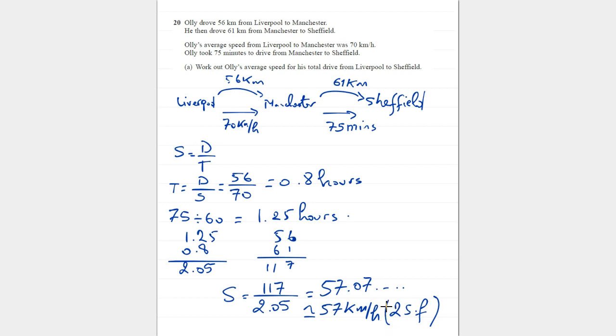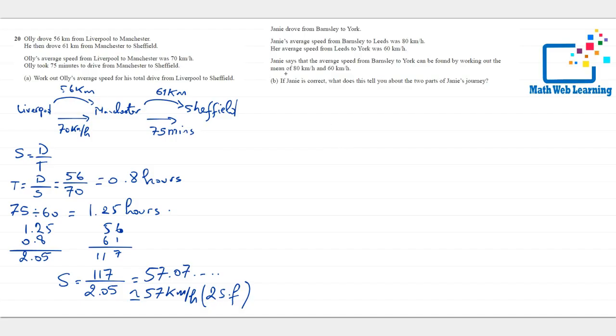All right. Next part is part B of this exercise. Part B is about an assumption. Janie says that to calculate the speed from Liverpool to Sheffield, all it needs to do is to do the mean of the two speeds, 80 and 60. Now, the assumption she made is that the time taken to travel from Liverpool to Manchester is the same time to travel from Manchester to Sheffield.